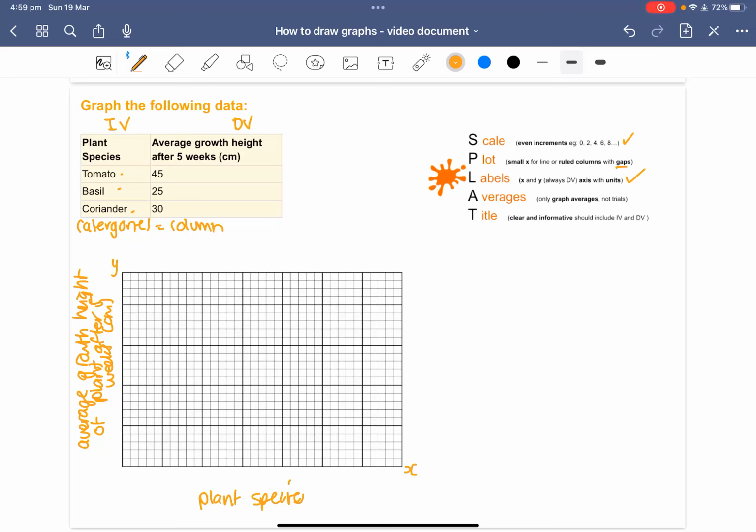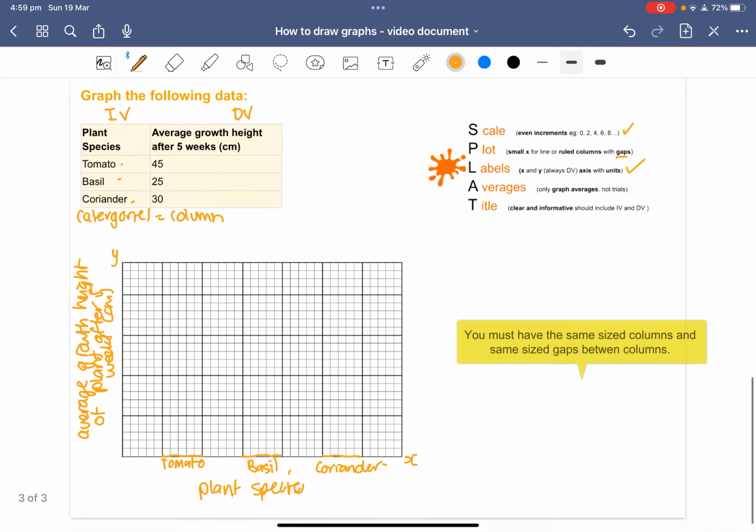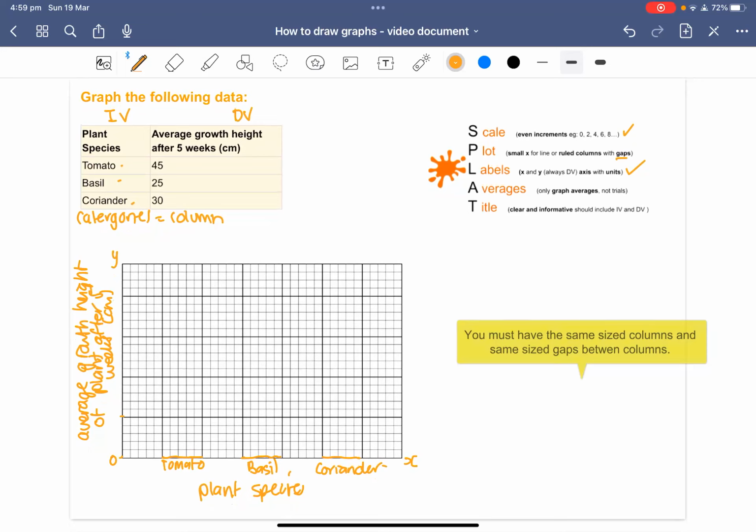So I might go, I'm going to move across one box and write tomato. Okay, so I know that my bar is going to go there. I'm going to move across another box. Okay, and this is going to be basil, and you guys would all do this in ruler. And I'm going to move across another box and have coriander. Then I have to use this scale. Now I can't go up by 5s this time because I definitely won't fit. So I'm going to start at 0 and see if I can go up by, let's see, 10s. 20, 30, 40. That works perfectly, okay? Now I'm going to plot my data.